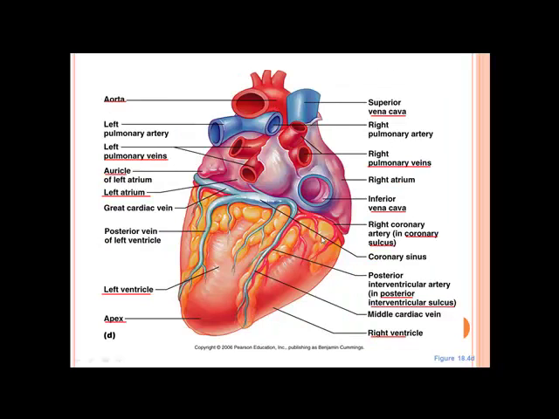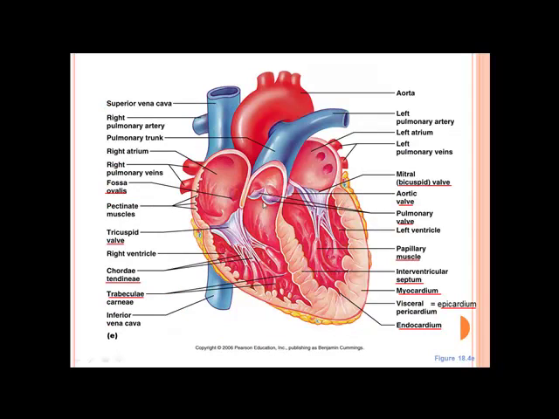Now we have a posterior view of the heart. Here's our pulmonary veins, here's our pulmonary arteries and the aorta. This guy right here is our coronary sinus. This is going to drain right into the right atrium. What else do I want you to know here? Everything else here is pretty good.